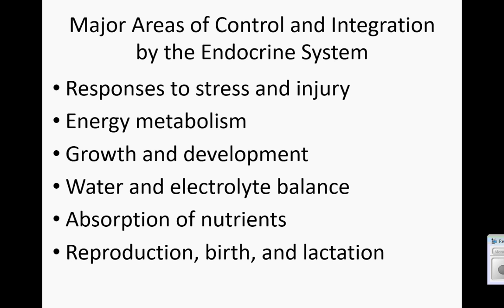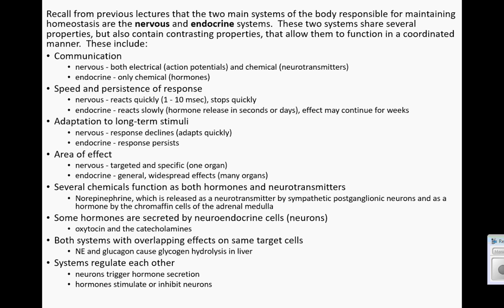Together, those many structures provide us with control and integration, which we can classify kind of 6 different ways. Our responses to stress and injury, the production and usage of energy, so energy metabolism, water and electrolyte balance, growth and development, absorption of nutrients, reproduction, birth, and lactation. Okay. All very important functions. Without those, we're not really going to survive very long at all.